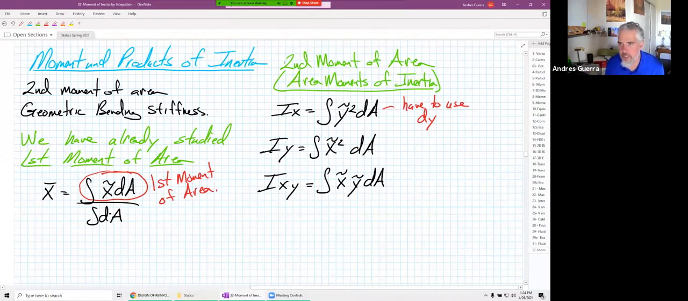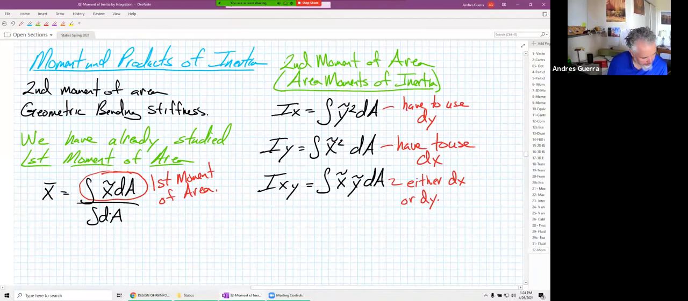Yep, yeah, we have to use a dy for that one. And then I had to imagine what the picture looked like for a second. Have to use a dx for this one. And then this can be either a dx or a dy. And we'll talk more about why when we draw some pictures here.